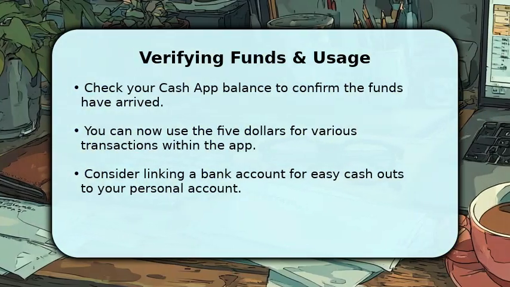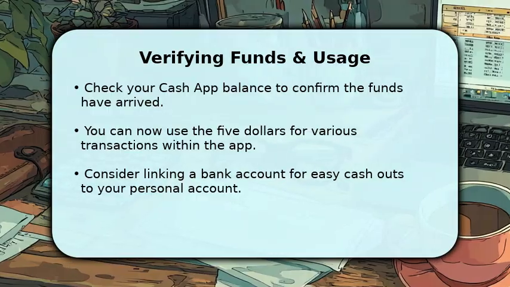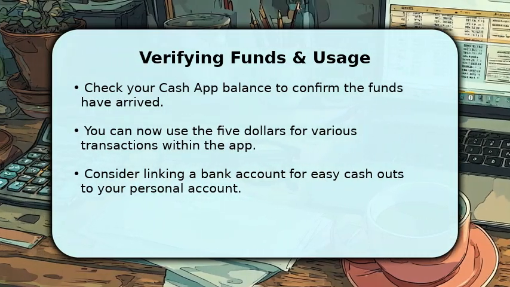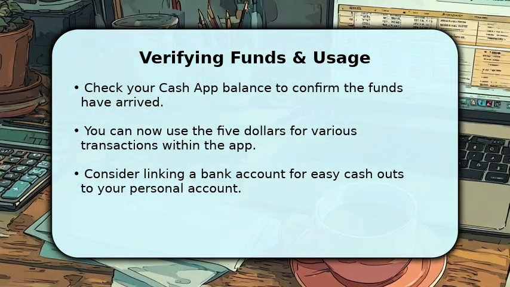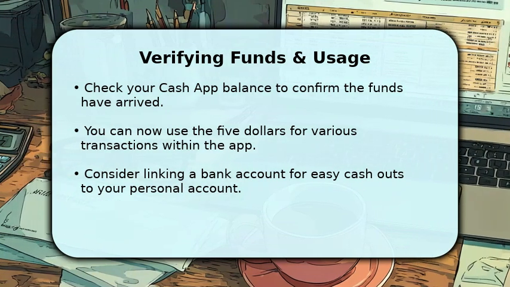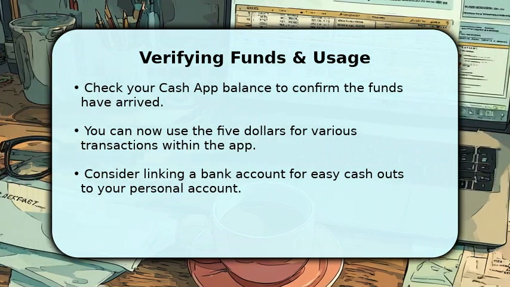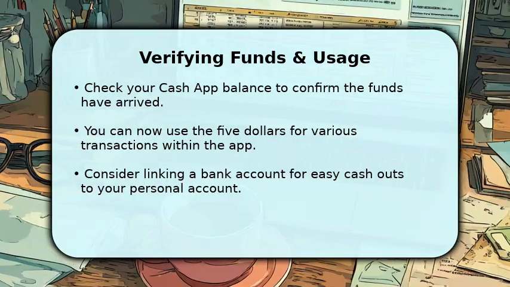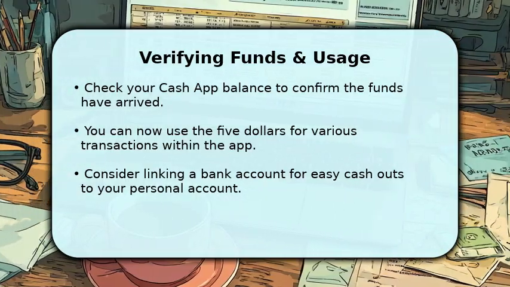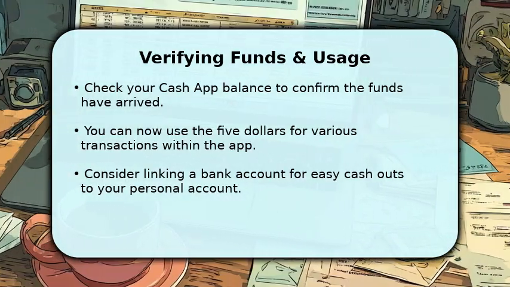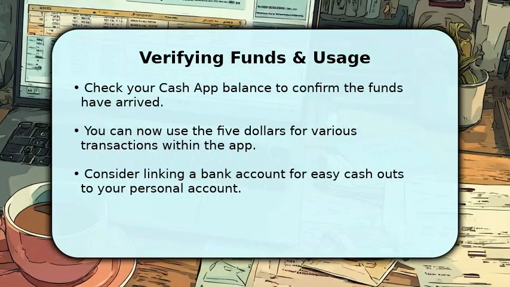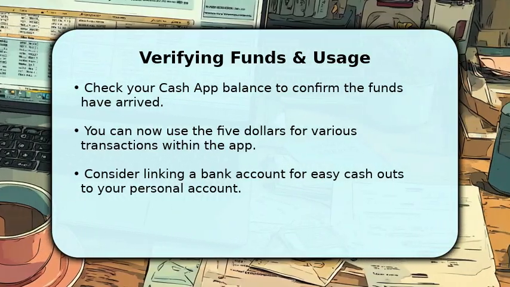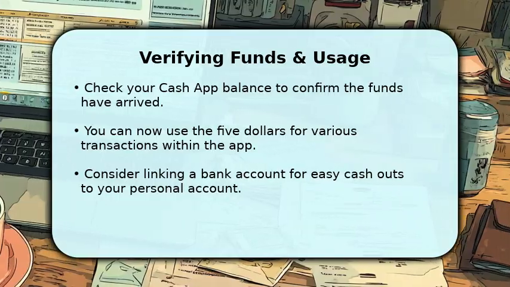After accepting the payment, navigate back to your home screen to verify that your Cash App balance has updated to include the $5. You can now use these funds for sending money, purchasing items, or investing. If you wish to transfer the money to your bank account, tap the Cash Out button and follow the simple prompts. It is a very straightforward process.